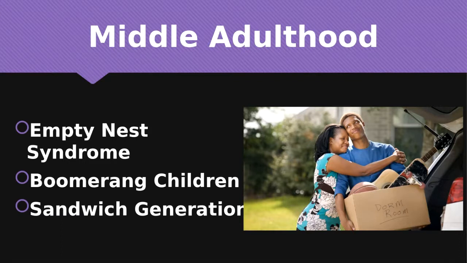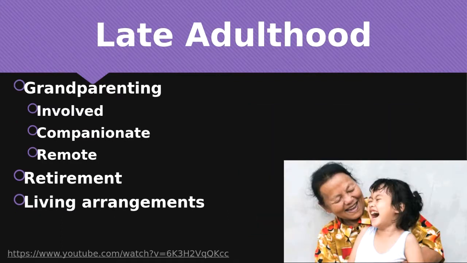Okay, so now let's talk about late adulthood. So this will be our last slide as well. So some changes in family relationships in late adulthood. The first one is becoming a grandparent. So just as with friendships in older adulthood, having family relationships is still important in older adulthood.